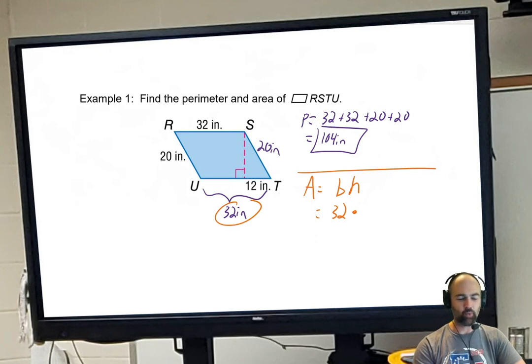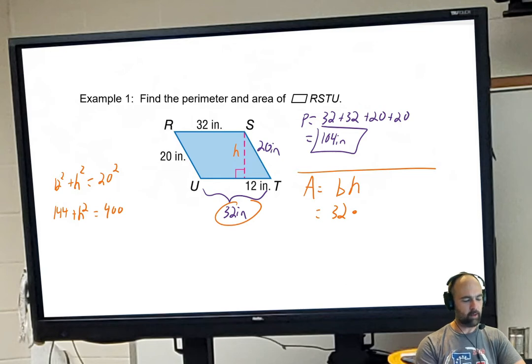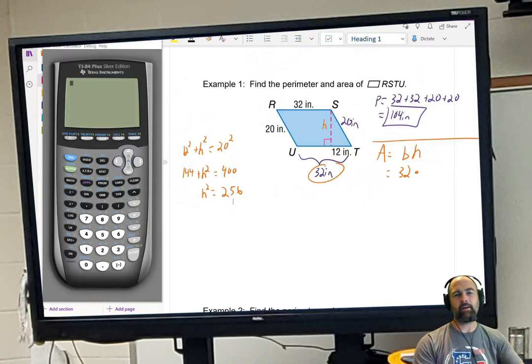Now, we do have this right triangle, so I can go in and say, and this is my h value, 12 squared plus h squared equals 20 squared. So that gives me 144 plus h squared equals 400. Then we're going to subtract that out. 400 minus 144 is 256. All right, sorry about that. I had to rearrange while I got my calculator up.